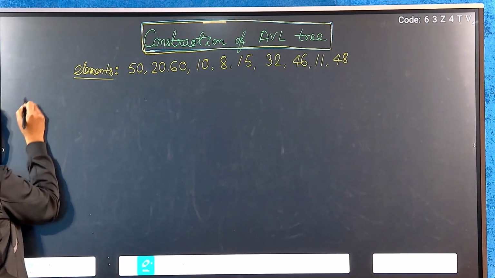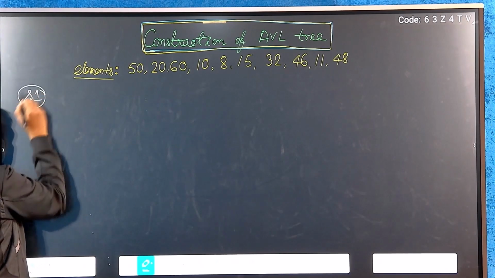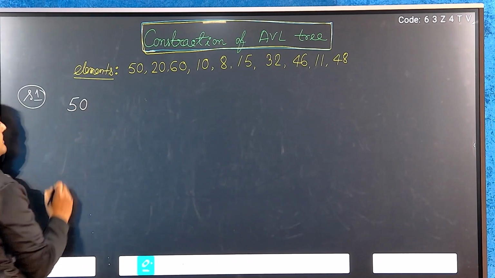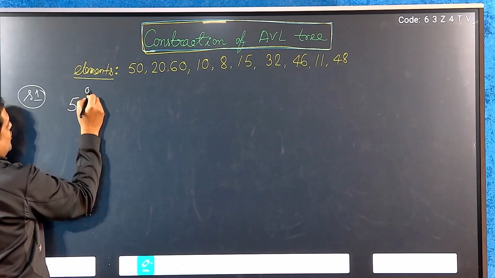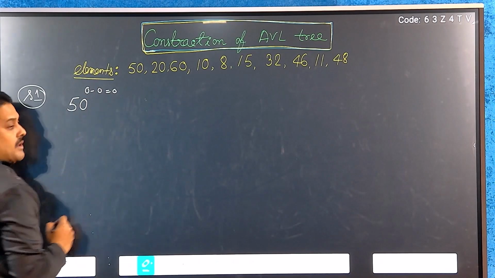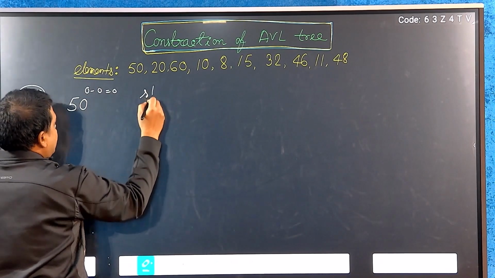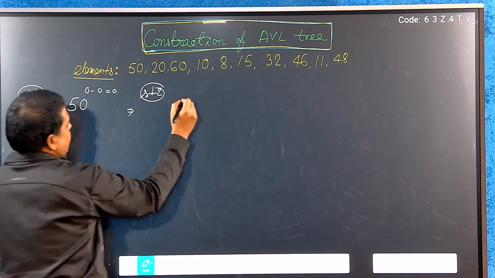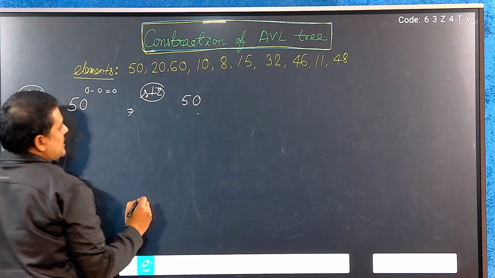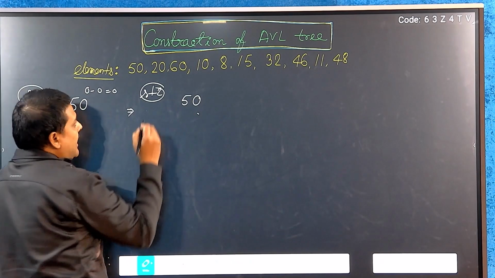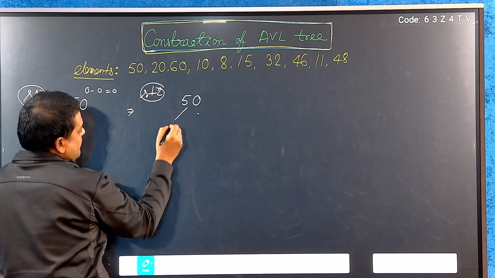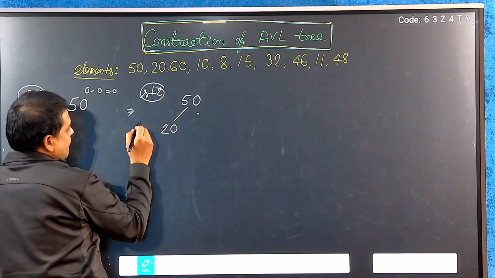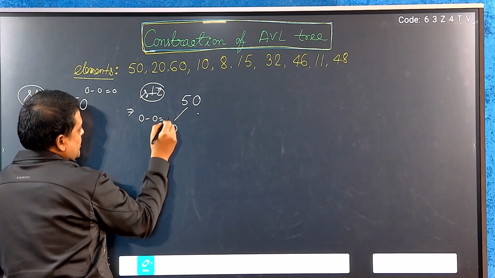So, step 1, I am just marking it to understand, this is step 1. 50 is there. What is the balance factor for this? 0 minus 0, that is 0, no problem. Step 2, next we have 50 here, then we are going to insert 20. So, 20 will be the left child. Where we have inserted 20, we will calculate 0 minus 0, that is 0, balance factor.